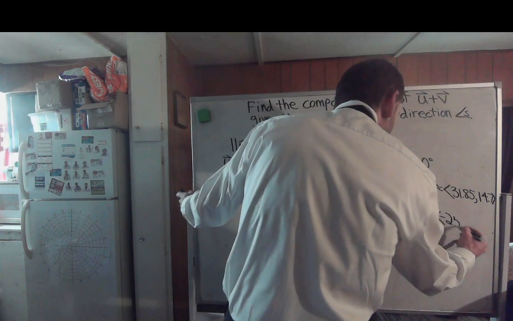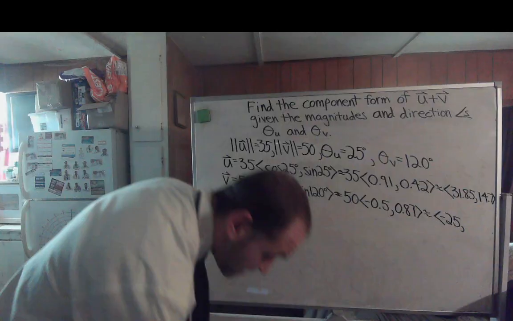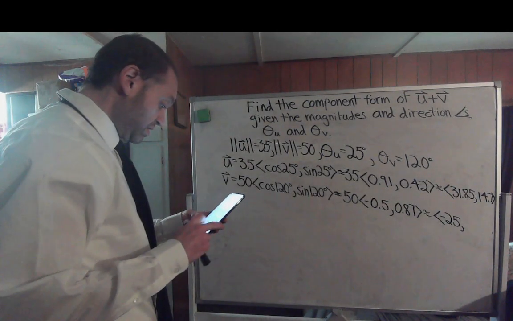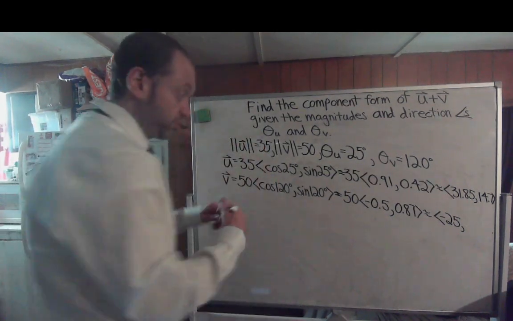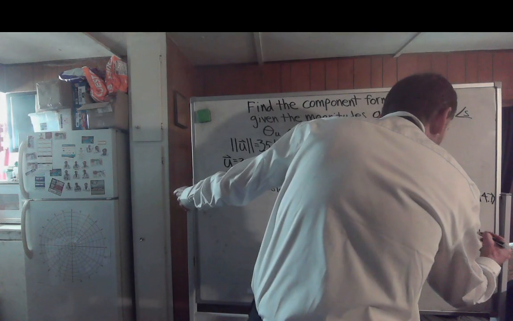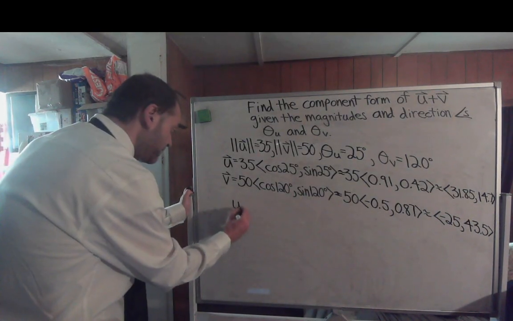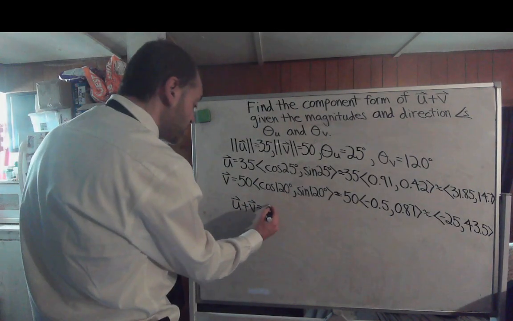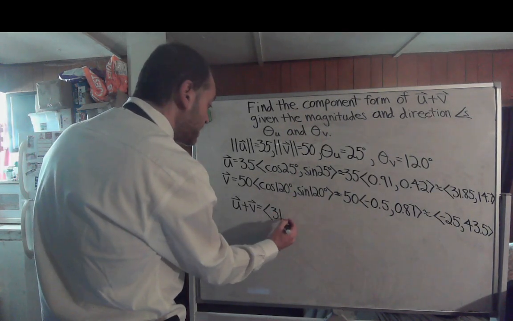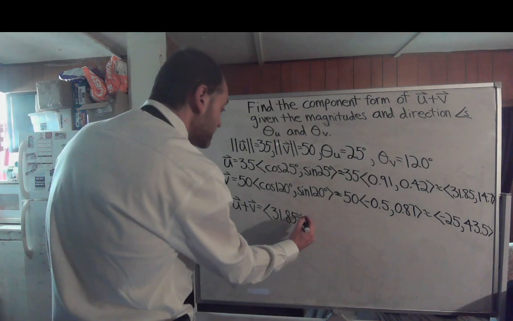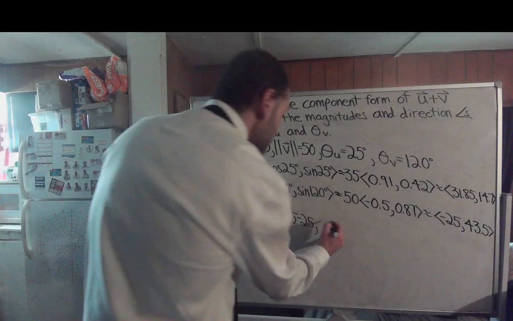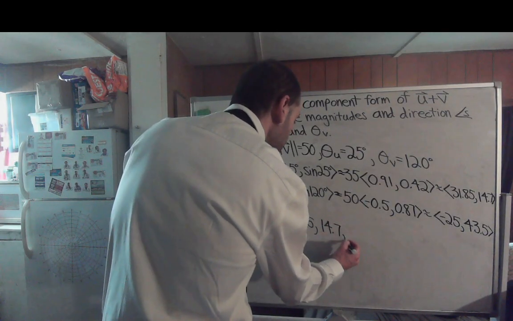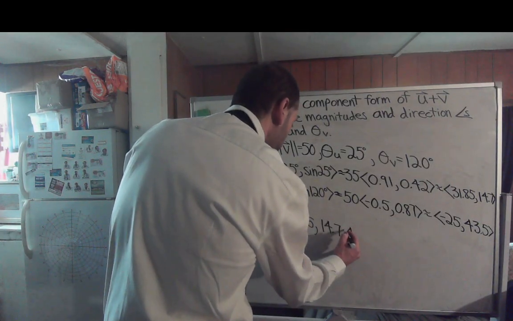So you end up getting negative 25 for the first number, and then take 50 times 0.87. You get about 43.5. So now we can just add vectors u and v. So add each of these here. So take that 31.85 minus 25, and then that 14.7 and 40 plus 43.5.